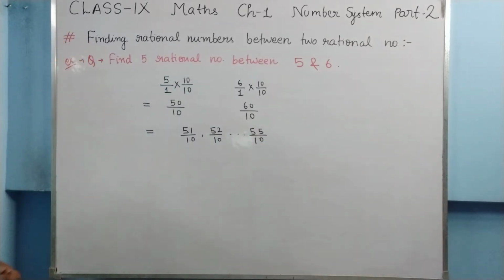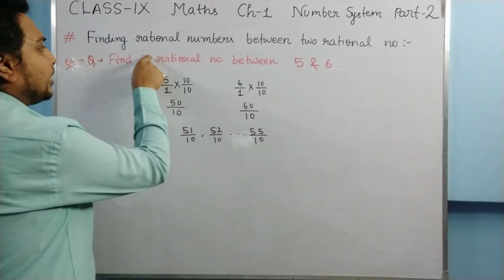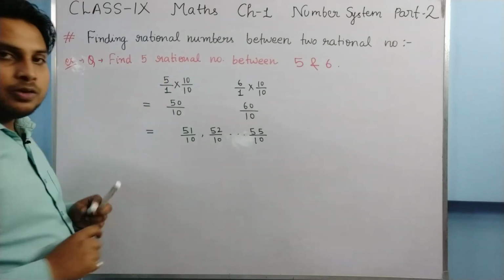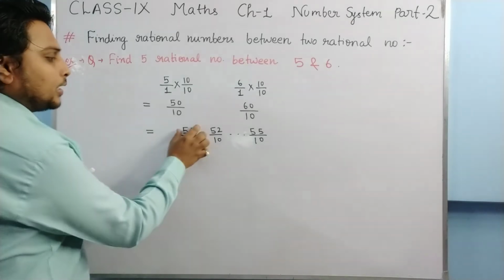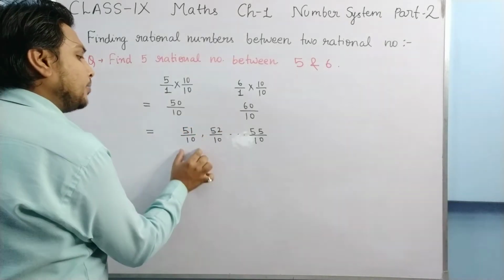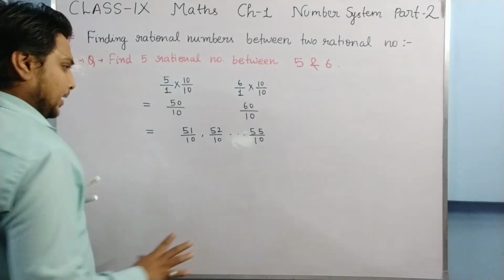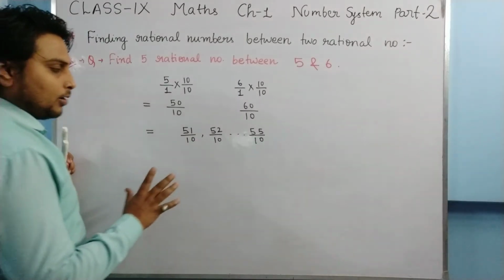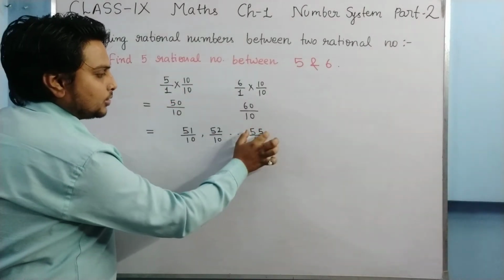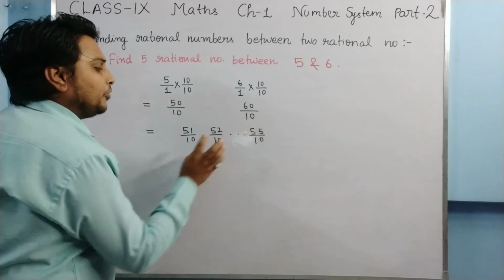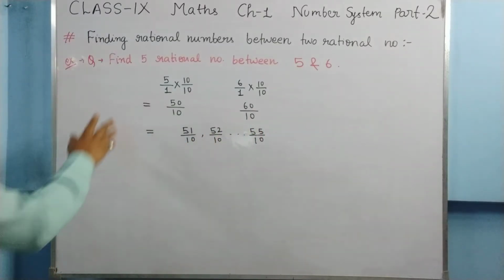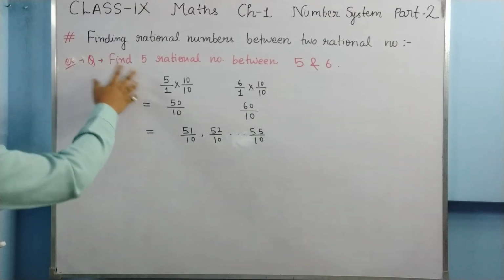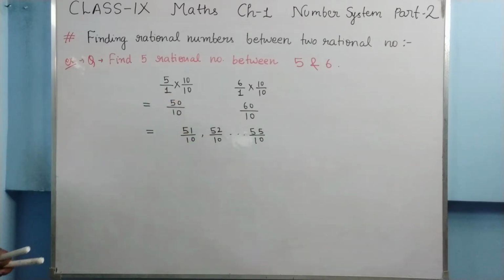Because suppose in the question it is asked to find 10 numbers, how will you write all the 10 numbers? No, you will write like this, the starting number and the ending number. Ending number means here it is said only for 5 rational numbers, so I have written 51 to 55, 5 rational numbers. Okay, so you can do this question simply in this way.